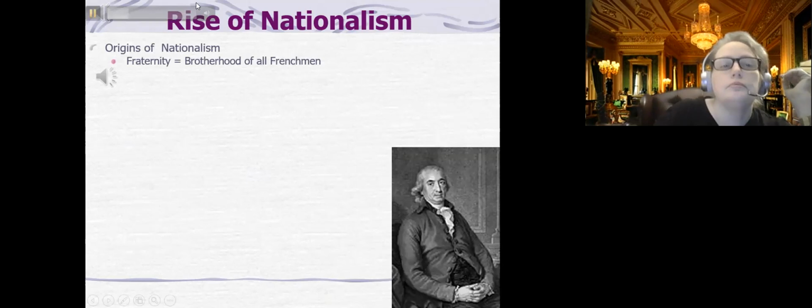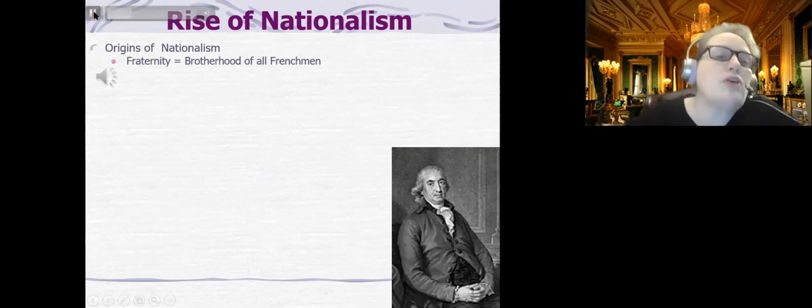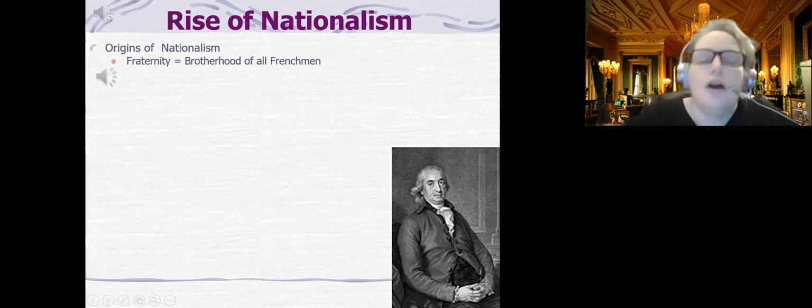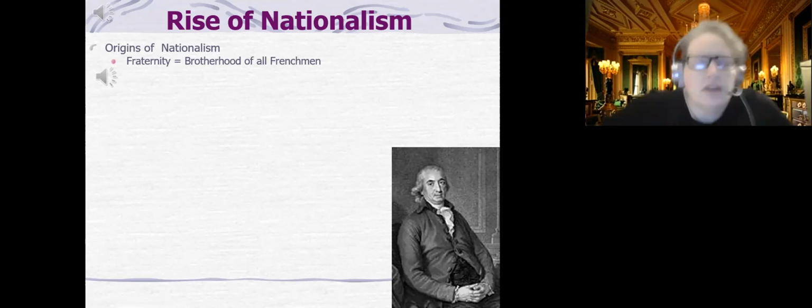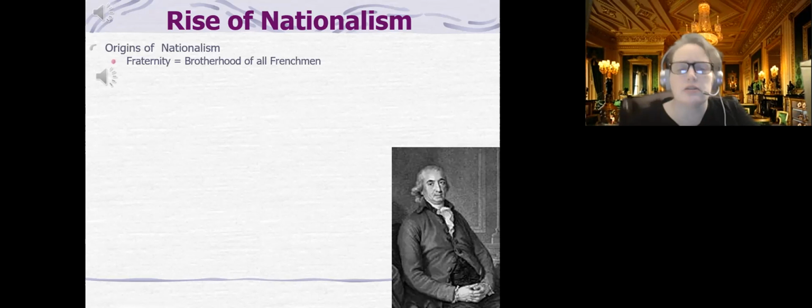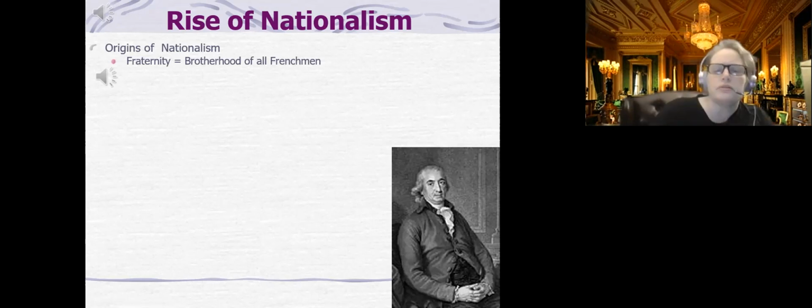The Marseillaise, the national anthem of France, is typical of the symbols of fraternity, the symbols of nationalism that came out. Now, the French Revolution, as I mentioned last time, had a motto that had three parts: liberty, equality, and fraternity. And fraternity is the piece that's going to be the key one for the rise and fall of nationalism. This brotherhood of all Frenchmen. And in fact, it's that kind of concept that's going to lend itself to the fall of Napoleon eventually.